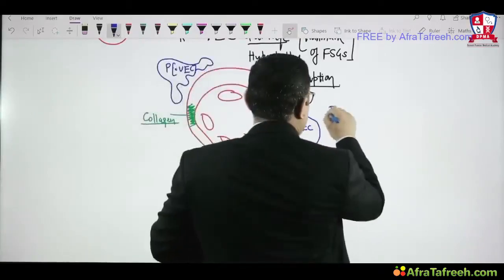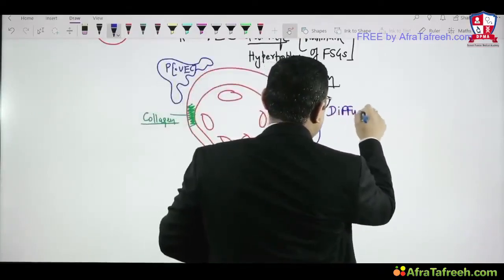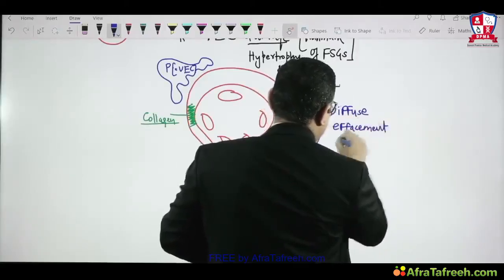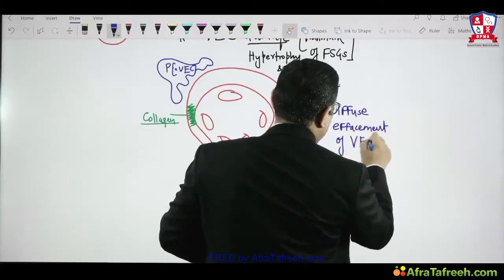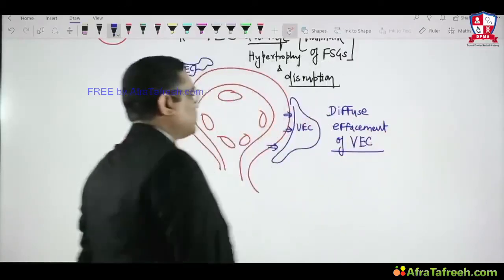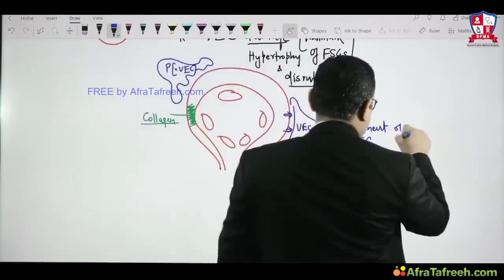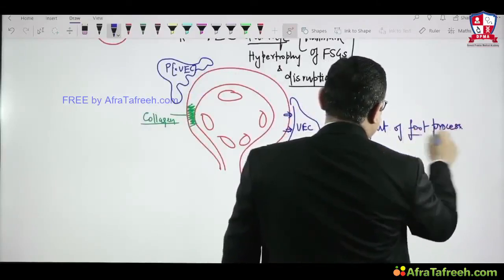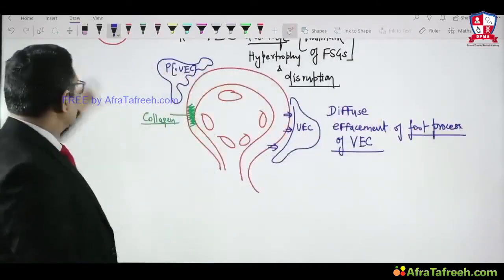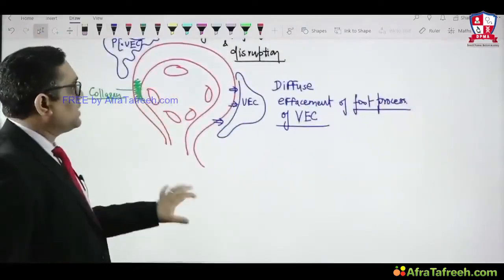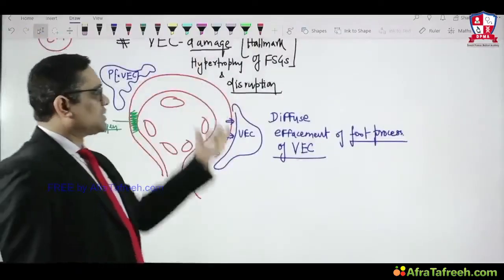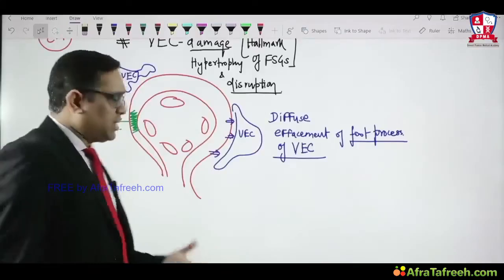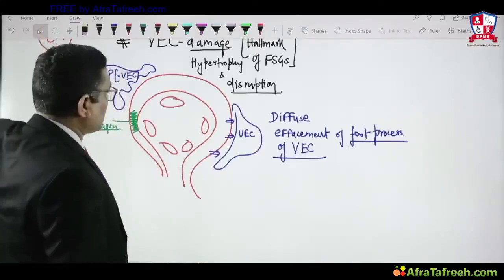Another important finding is the diffuse effacement of visceral epithelial cells. So diffuse effacement of the foot process of the visceral epithelial cell, right? This will be the finding. There will be hypertrophy and necrosis of the visceral epithelial cell. Because of that, diffuse effacement of visceral epithelial cells will be visible on electron microscopy. So these are electron microscopic views.